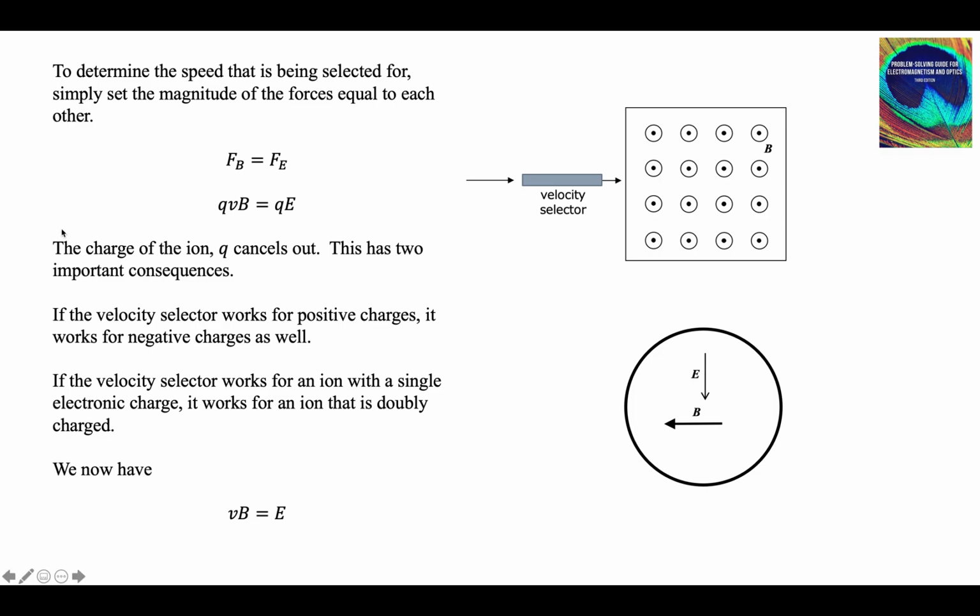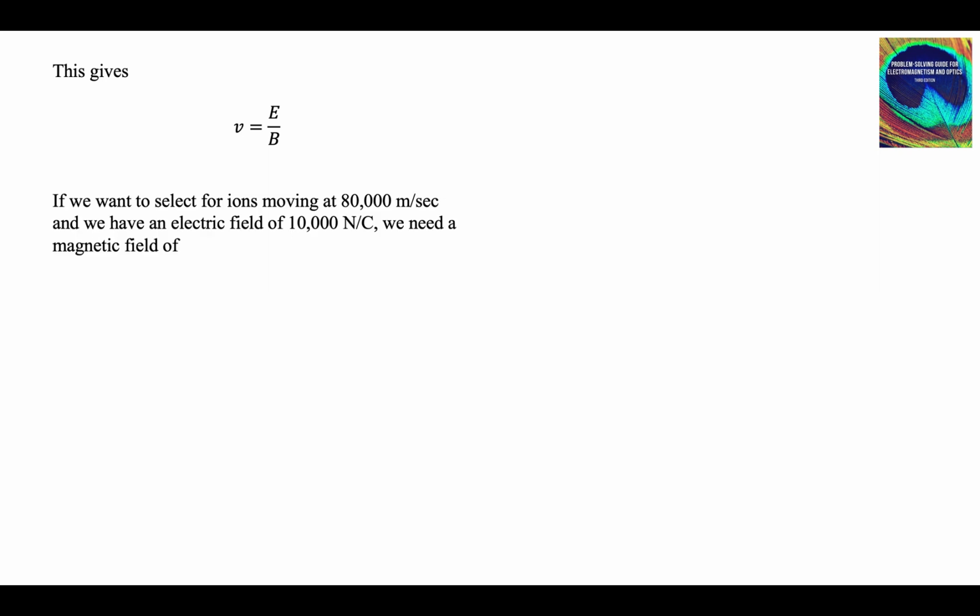We now have vB equals E, so v is E over B, and then we can calculate the speed that the velocity selector selects for. It's just E over B, independent of charge, independent of mass. If you want to select for ions moving at 80,000 meters per second, and we have an electric field of 10,000 newtons per coulomb, 10,000 volts per meter, we need a magnetic field of 125 millitesla.